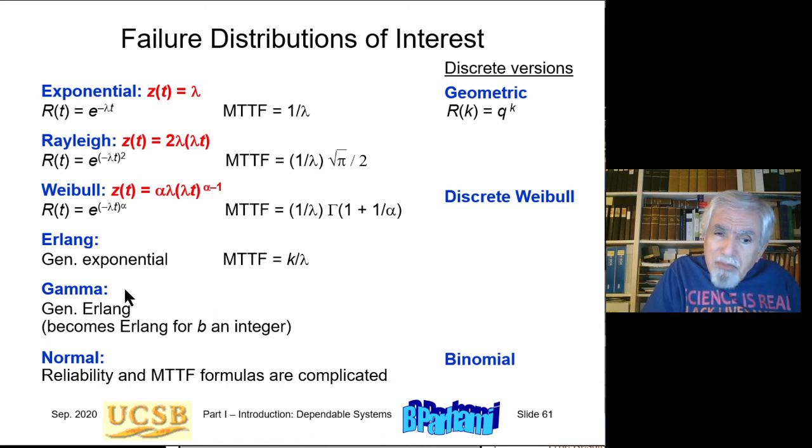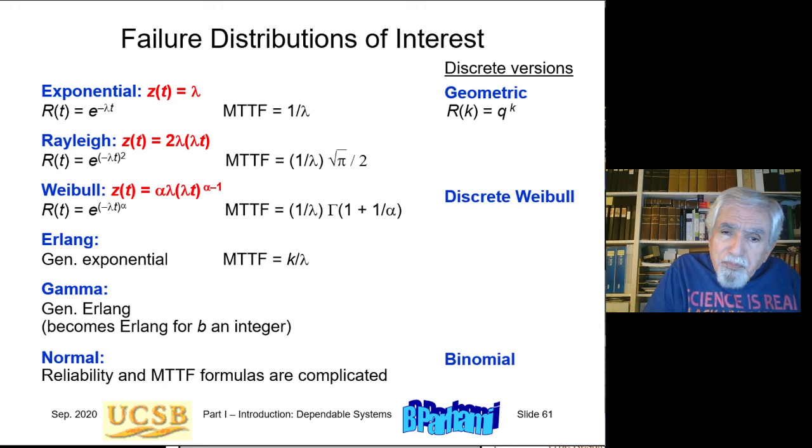We also have gamma distribution. Oh, we have Erlang distribution, which is the general exponential, gamma distribution, and normal distribution. The discrete version of normal is called the binomial distribution, which I referred to earlier.